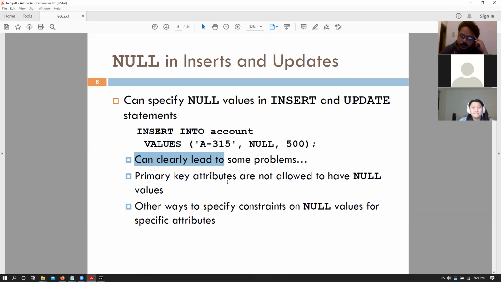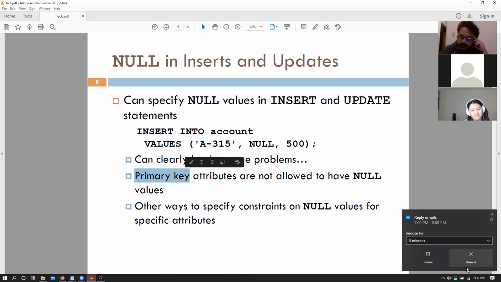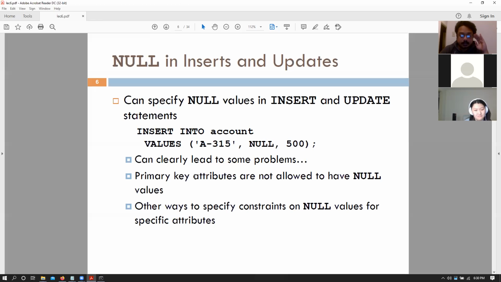One way to actually restrict null values is that if we have a primary key, in general, primary key attributes are never allowed to have null values. If you remember, our account ID was A3115 and your account ID is blah blah blah, they can never be null. However, if we have attributes that are not primary keys, we can actually allow null values, and there are ways where we can say that this particular attribute does not allow null values, and we will talk about that later. Essentially, we will talk about check constraints, and this comes up in homework 4 or something. So we'll cover that later.